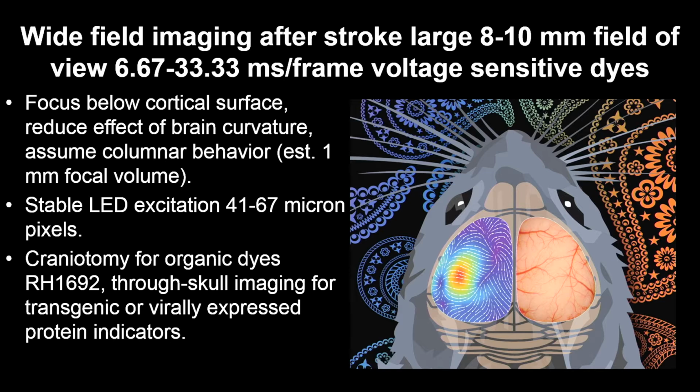And then looking at the brain from this flattened view, we don't try to resolve anything in the z-axis, in the cortical column. We assume that what we see at the surface is reflecting what's going on largely in the entire column. Although we do have some methods now with electrodes to get laminar information, but I won't talk about that. So we assume a sort of columnar behavior. We actually have quite a large focal volume using these methods, about 1 millimeter. We use stable LEDs for excitation, and a variety of different preps.